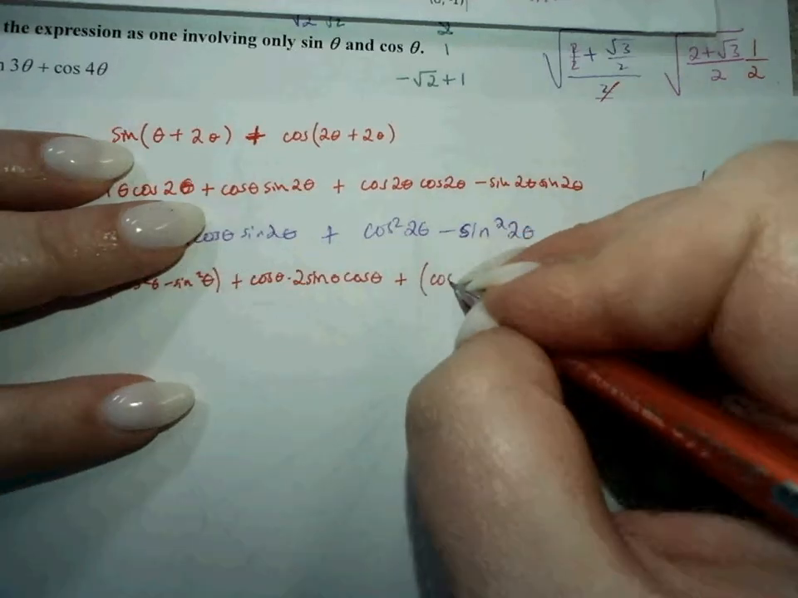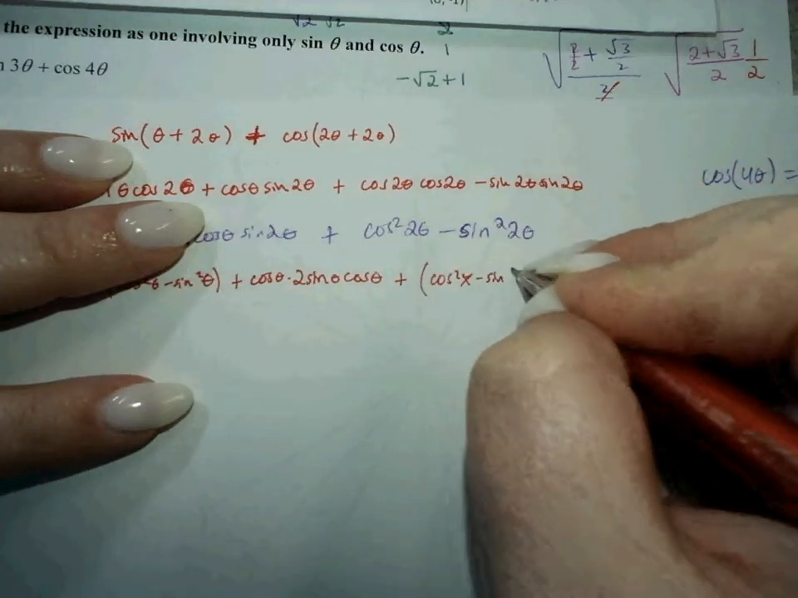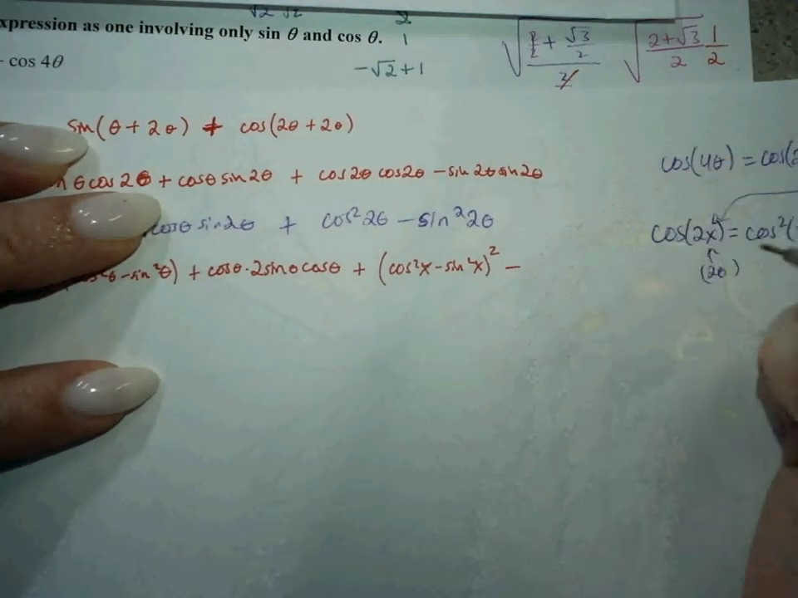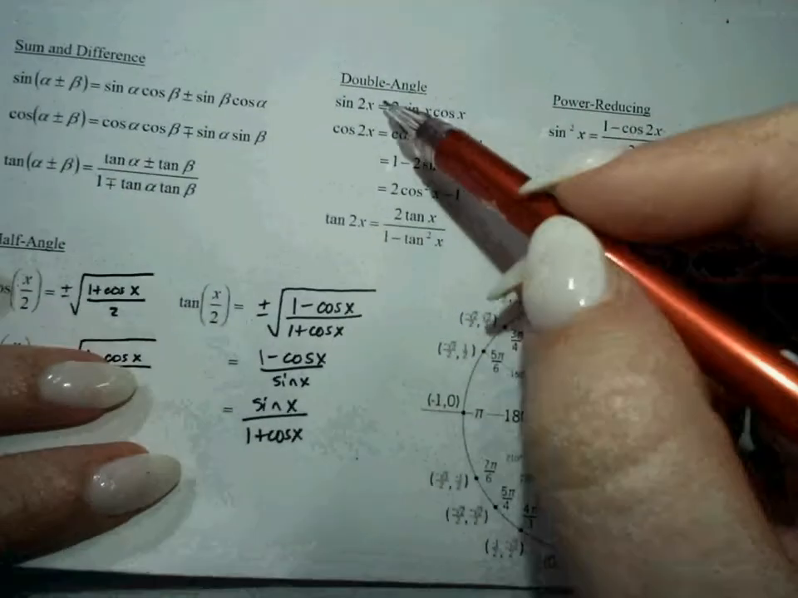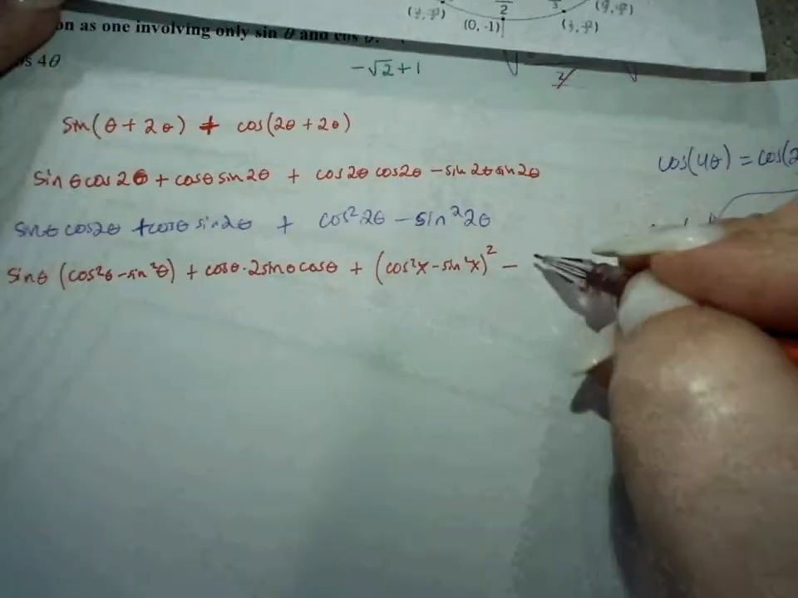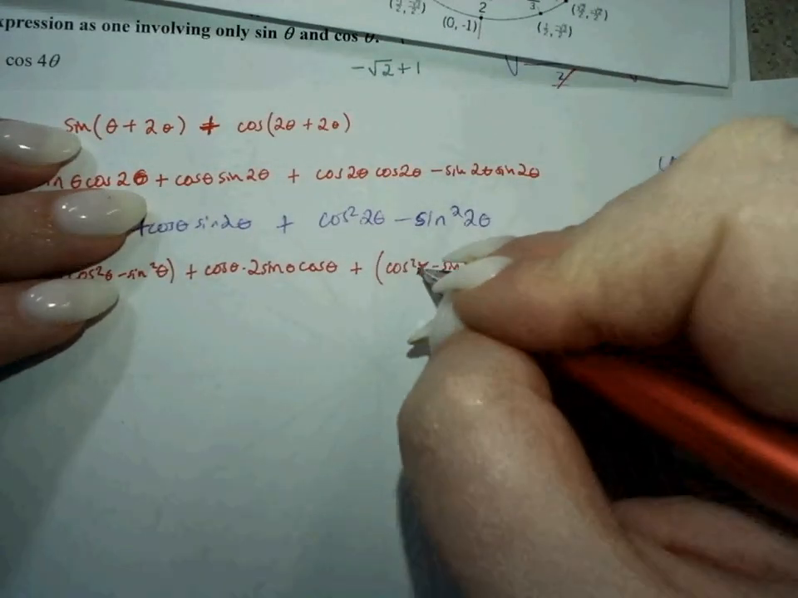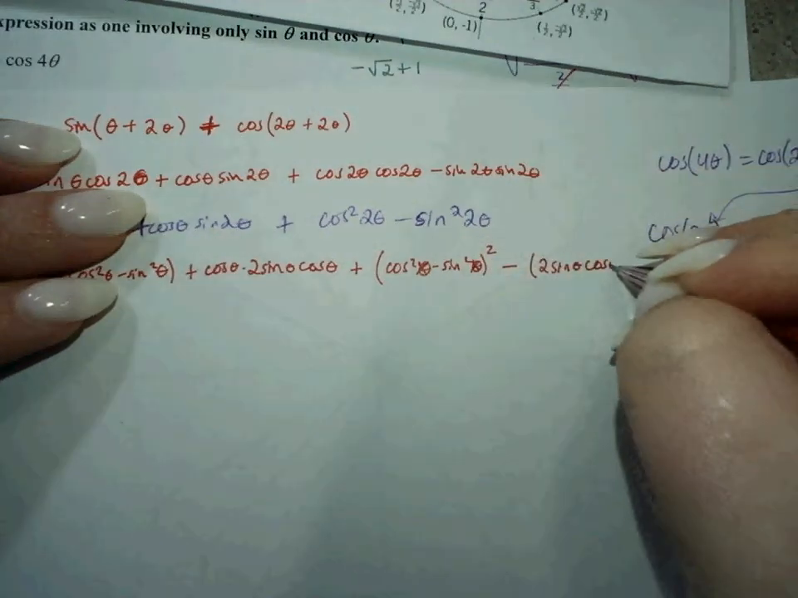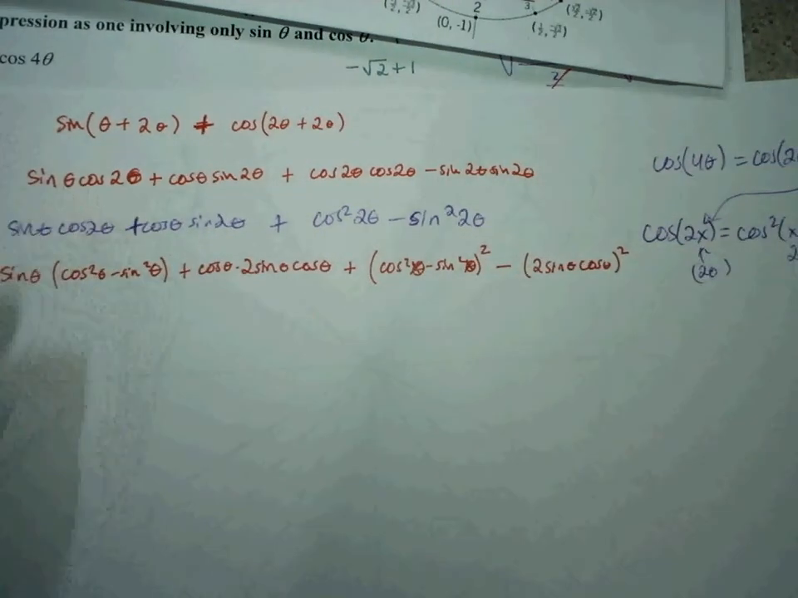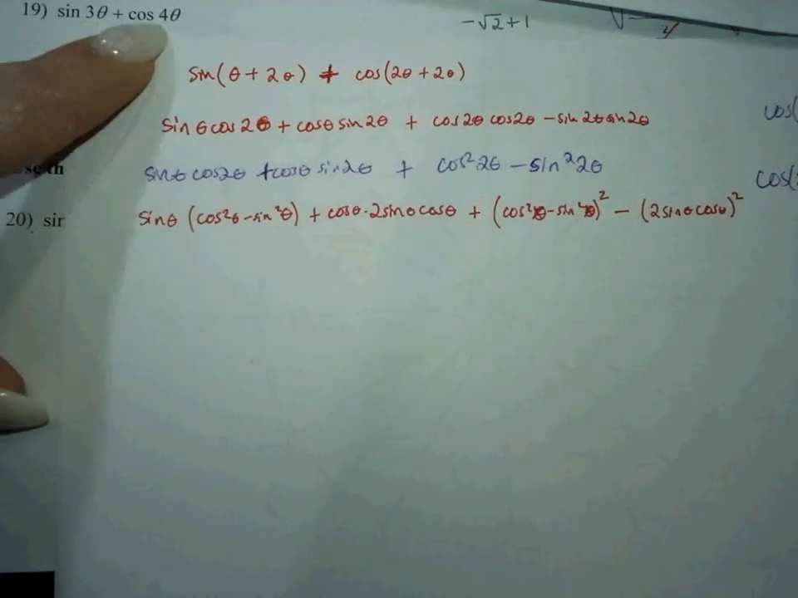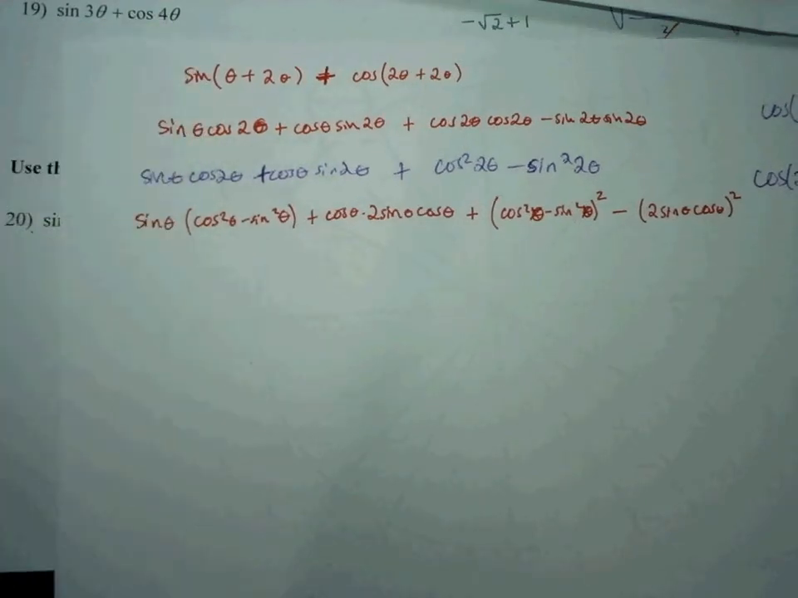So if I just take this and I square it, so cosine of 2 theta squared, it's going to be cosine squared minus sine squared, squared, minus, and then sine squared of 2 theta. So if I take sine of 2 theta and I square it, 2 sine theta cosine theta quantity squared. Then I just distribute and combine like terms if I want to.